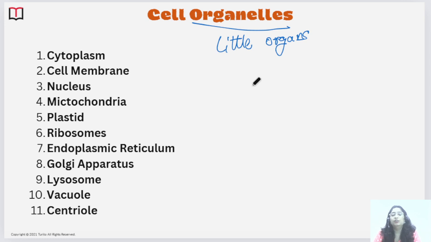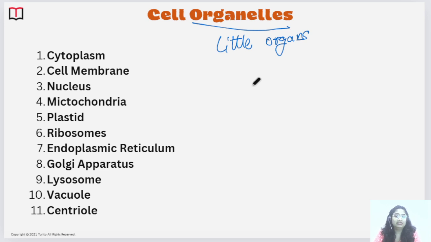So what are the different cell organelles present? First of all, the cytoplasm is the jelly-like fluid. It's not an organelle, but it's the medium where all the organelles are present. Then we will be discussing the main organelles: the nucleus, mitochondria, plastids, ribosomes, endoplasmic reticulum, Golgi apparatus, lysosome, vacuole, then the centrosome, centriole, then cilia and flagella, and at the last I will be discussing the cell membrane.